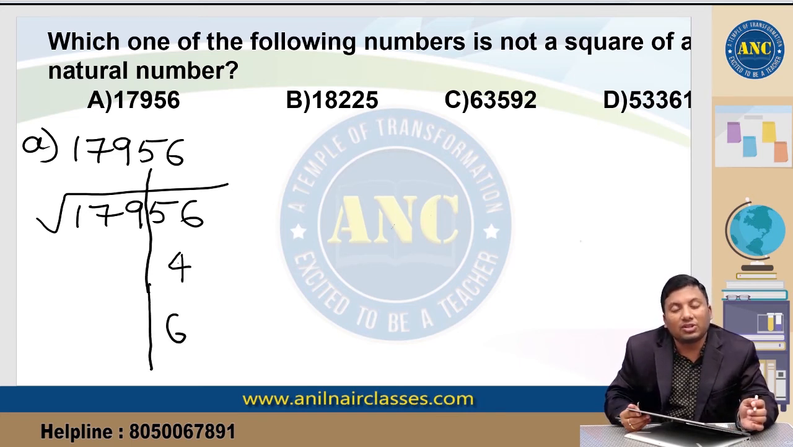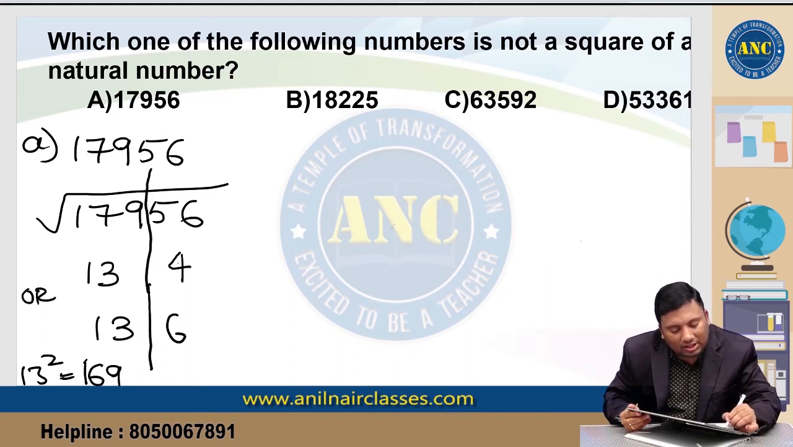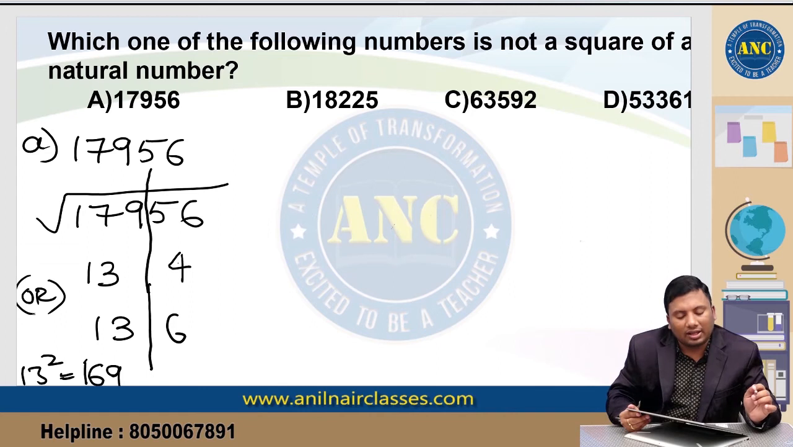179 lies between which two perfect squares? 13 squared is 169 and 14 squared is 196. So the answer will be either 134 or 136.